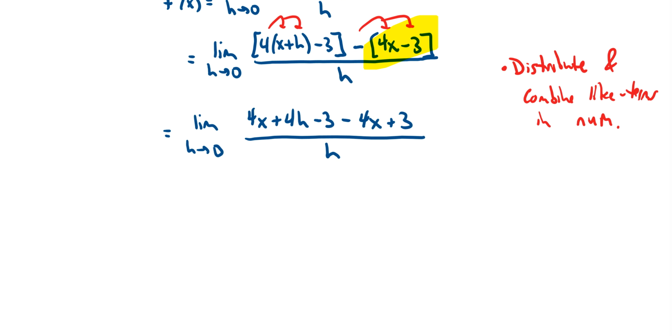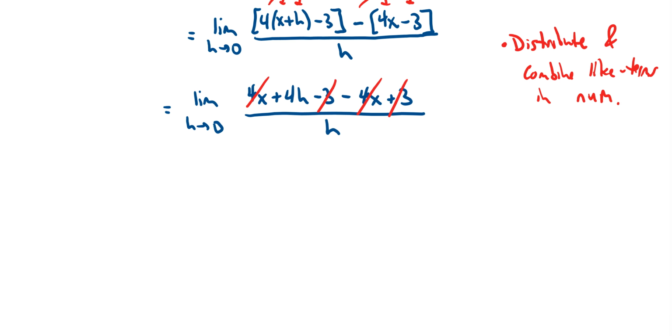Here's a huge tip for you guys. When we have a polynomial, which we will when we're doing these questions, as your original function, when you combine like terms, that means your original function is going to cancel. So notice when you combine like terms, you have 4x minus 4x, negative 3 plus 3. That's going to happen every single time. So we are left with the limit as h approaches 0 of 4h over h.